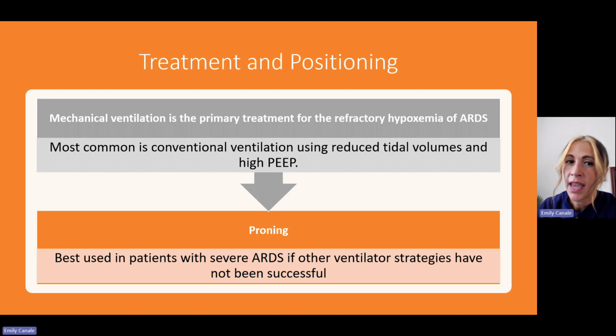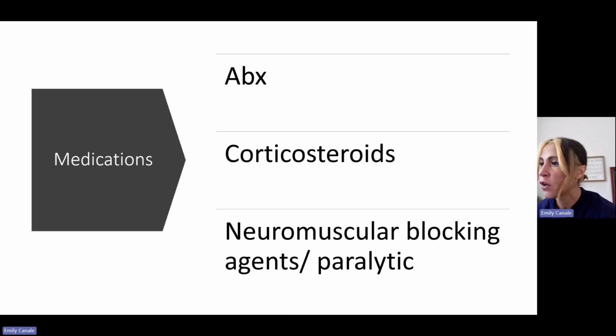So again, mechanical ventilation is the primary treatment for ARDS. We're going to keep a high PEEP and low tidal volumes, and we are probably going to prone them if everything else has been unsuccessful. They're going to be on multiple medications. If it's due to an infection, we need to give antibiotics, right? So we always start broad. Once we get the cultures back, we know what we're dealing with, and we could then get narrow.